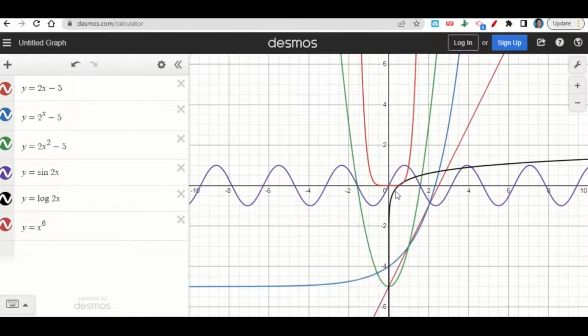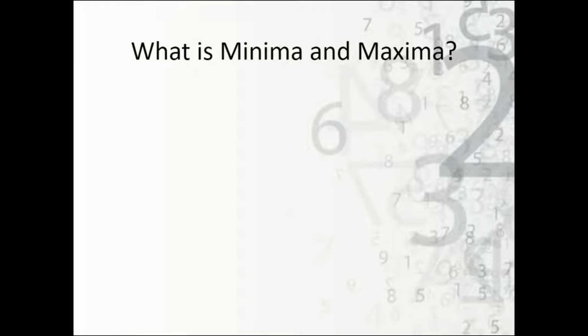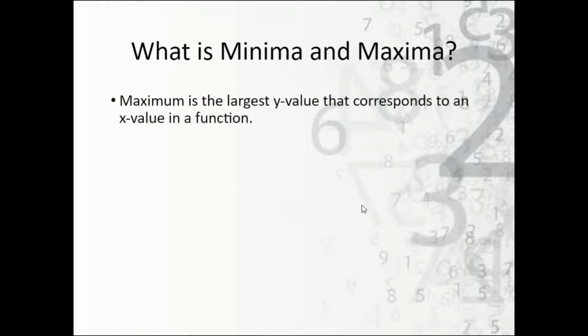And this is how we can use Desmos to graph any function. Now, what are minima and maxima? Well, a maximum is the largest y value that corresponds to an x value in a function. So what that means is, as I look at the graph, where is the highest point that it's reaching? And if it never stops increasing, then we would call that infinity. But if it goes up and then bounces and comes down, then whatever that highest point is, that's our maximum.